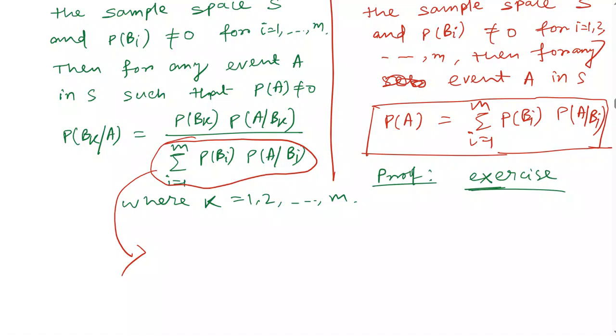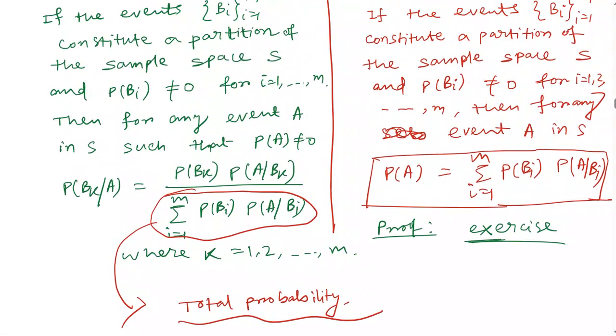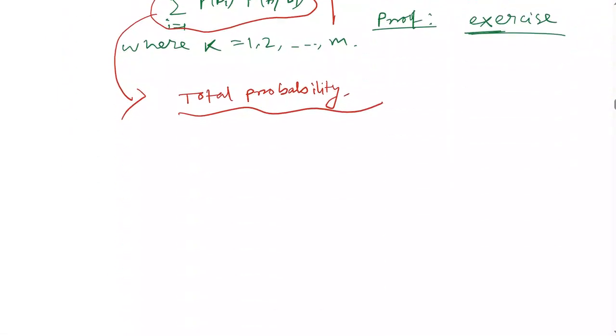Okay, so this is the scenario. Now I will discuss the proof of this theorem. Yes, we can prove it. This is the statement. To prove it, we use the definition of conditional probability and we are done.